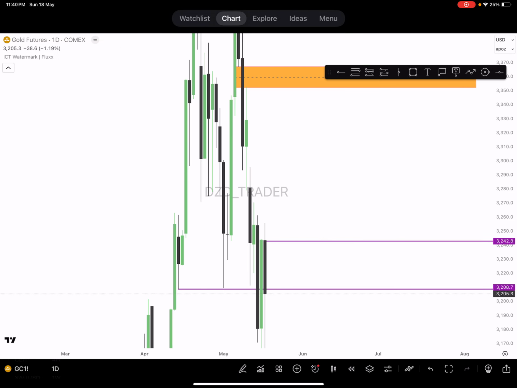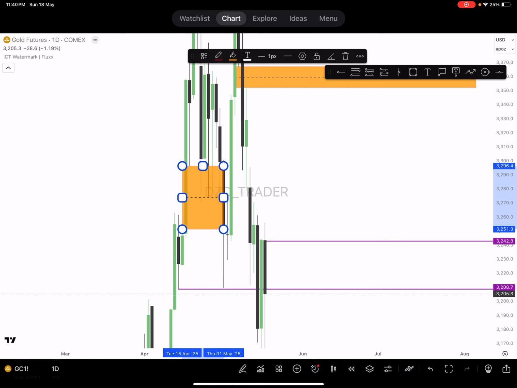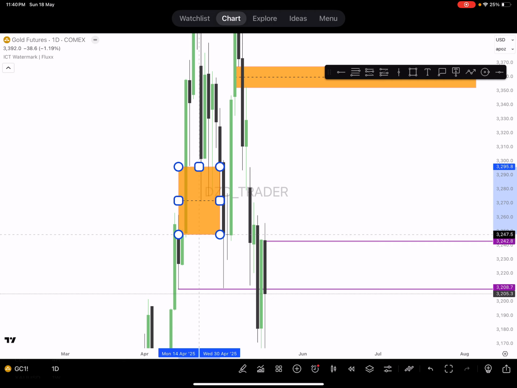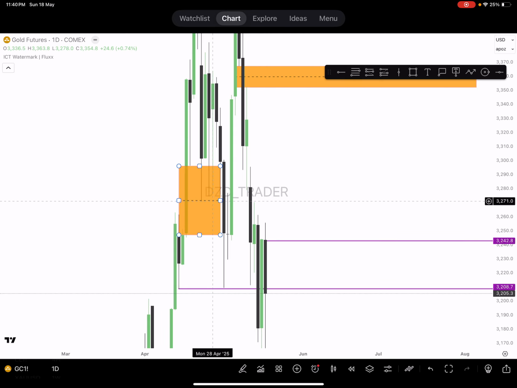For example, here we have this gap, okay? This gap is presenting itself. So we take it from the body all the way to the wick, like that. We consider it from the body. We don't consider it from the wick, because there is a gap. So we consider it from the body all the way to the wick of the next candle. So this is another type of fair value gap.